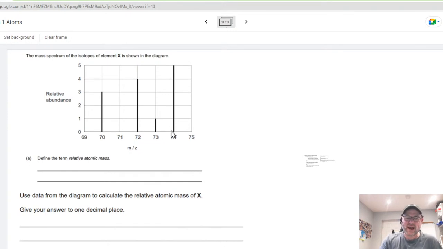Use data from the diagram to calculate the relative atomic mass of X. Okay, who's first to work out the relative atomic mass of X? This time, it's not very tricky, but the abundances aren't in percentages. So don't worry if they're not in a percentage. You've got to use these four black bars, which show the m/z, which is the same as the mass. And you've got the abundance on the left-hand side. So you've got to read it off, do the little times, divide by the total abundance, come up with the answer. 8.21.